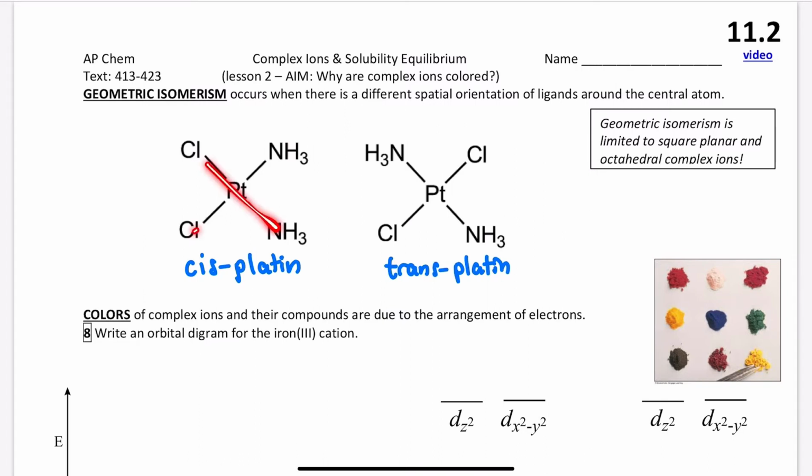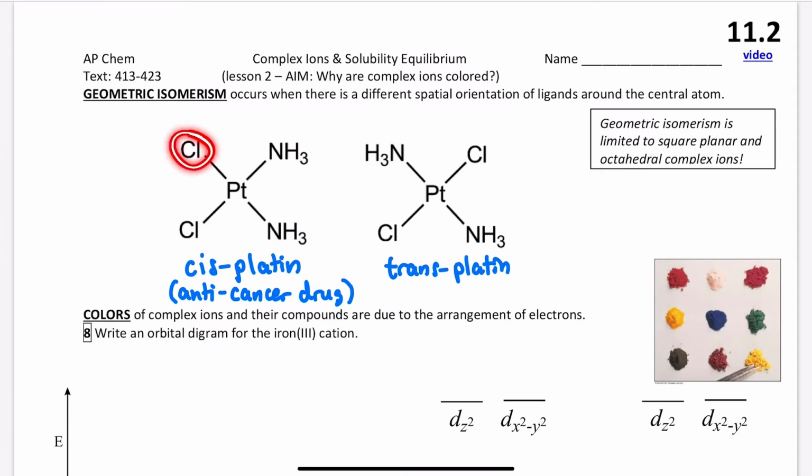These are both square planar complexes with two ammonias and two chlorine ligands, but hopefully you can see that they're not the same. These are different. They're called geometric isomers, which means the ligands have a different spatial orientation. The left one is particularly interesting. It happens to be an anti-cancer drug.